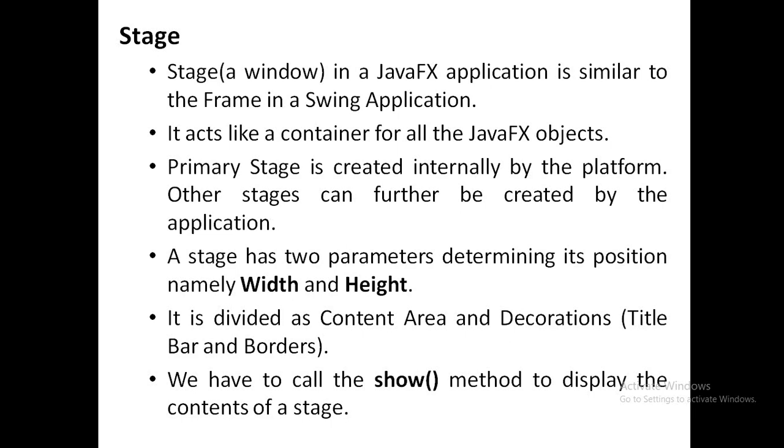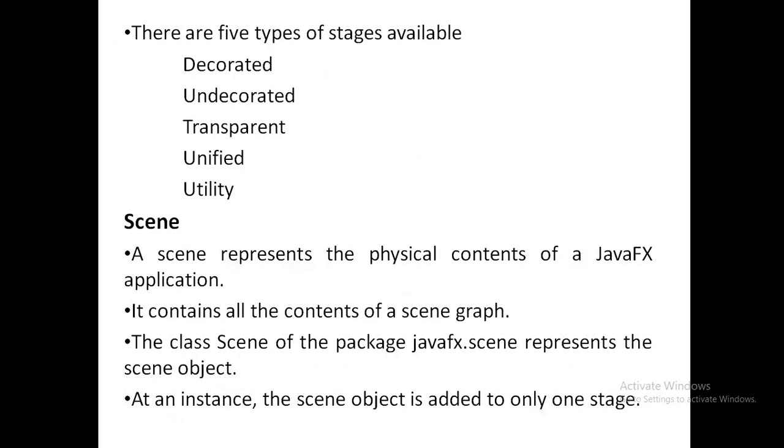A stage has two main parameters determining its size, namely width and height. It is divided into the content area and decorations, which include the title bars and borders. We have to call the method show in order to display the contents of a stage. There are five types of stages available, which include decorated, undecorated, transparent, unified, and utility.